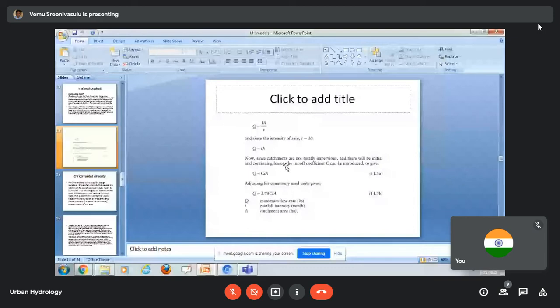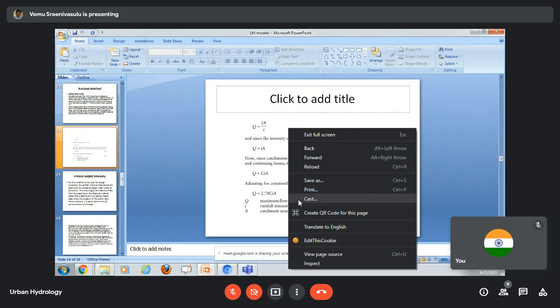But in practice, there is some perviousness, and therefore some infiltration. So you introduce a constant C. Therefore Q is equal to CiA. Adjusting for commonly used units, for the commonly used system, Q is equal to 2.7 CiA, where Q is the maximum flow rate in liters per second, i is the rainfall intensity in mm per hour, and A is the catchment area.